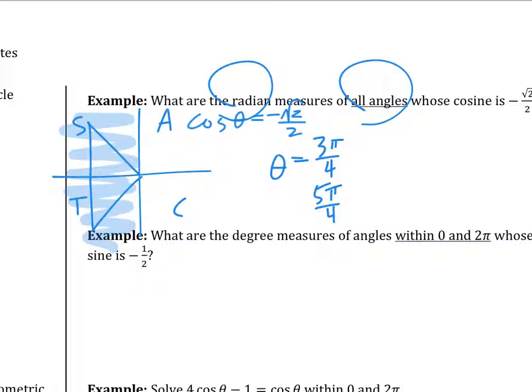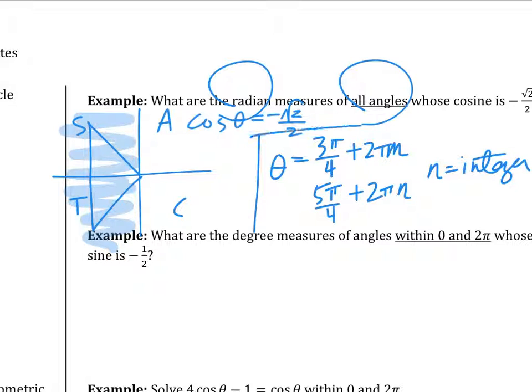All angles. So we need to do what? Plus 2 pi n. So when they give you special values like that, you should just think about the unit circle instead of using the calculator. You have to have that mental unit circle in your mind so you can do this.